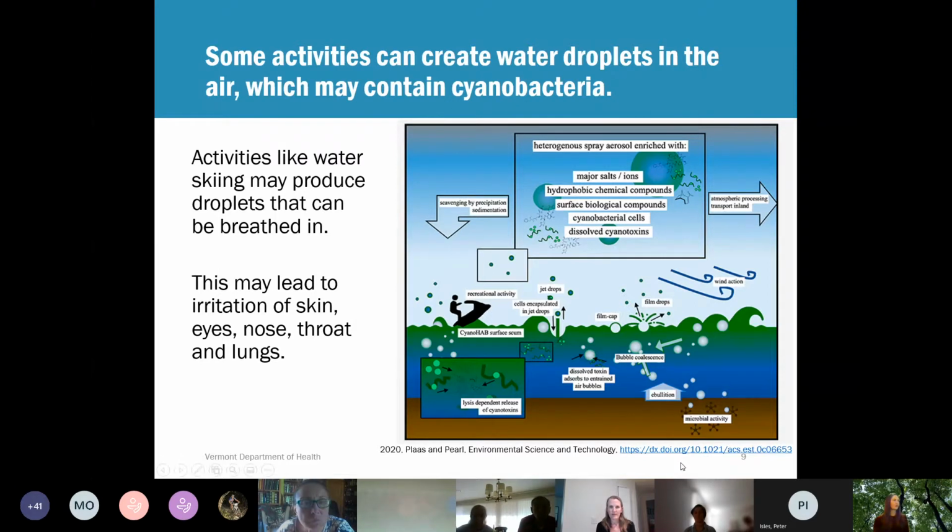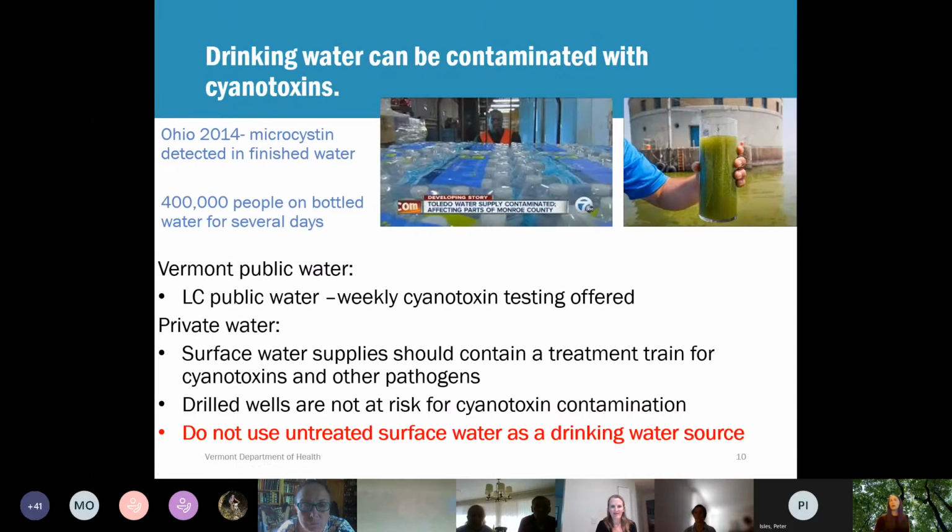And I think this is my last slide, but I just want to make a point about drinking water. Peter showed you some pictures of Lake Erie. Back in 2014, the public water system, which you can see a picture of there on the right, that sample is taken right in front of their water treatment system. The public drinking water was pulling in raw water from this very thick cyanobacteria bloom, and the finished drinking water had microcystin in it. That led to 400,000 people being on bottled water for several days.